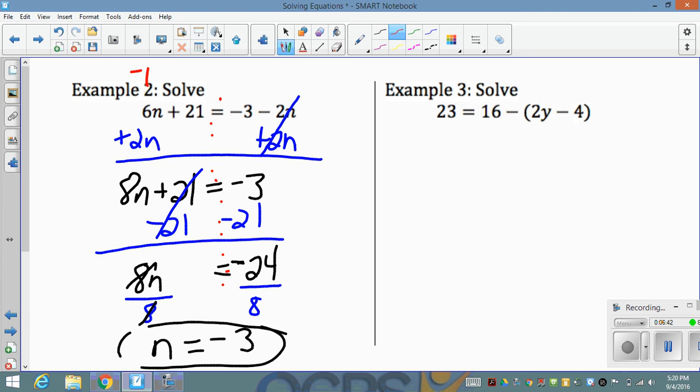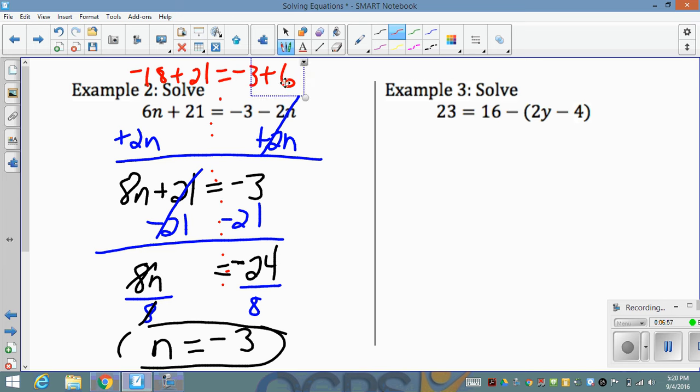6 times negative 3 is negative 18 plus 21 equals negative 3 minus 2 times negative 3. That's going to be plus 6. And either way we get 3. So we know we did it correctly.